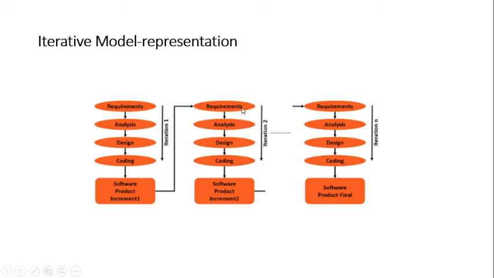It's not that iteration 2 is always for a new functionality. No, it can be for modification if there is a major change. If it is a minor change and can be accommodated in the same iteration, yes, we go for it. But if it is a major change and it requires rework, we go for a second iteration also.